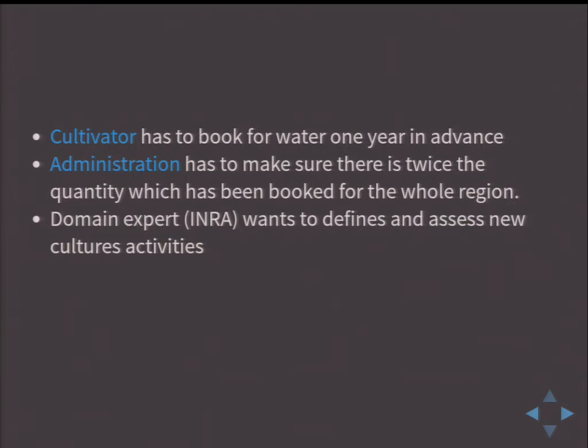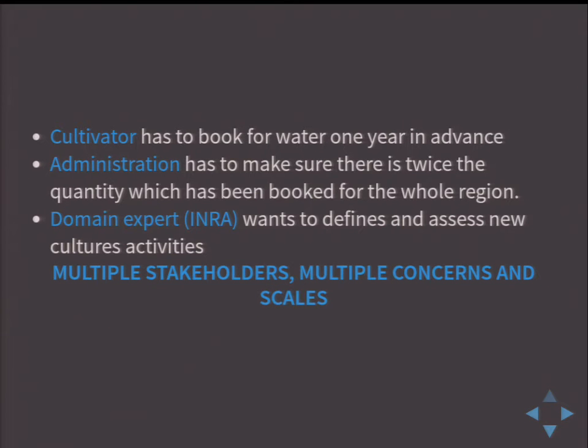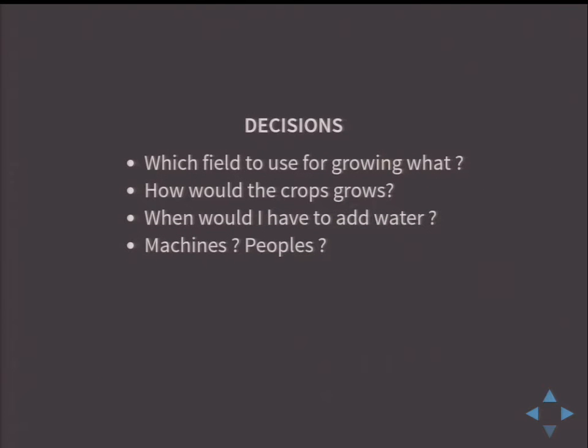So we have the cultivators, the administration, and the domain experts, and all of those are multiple stakeholders, each having a specific set of concerns and looking at this at different scales. These are the kinds of decisions that a cultivator has to make. He has a farm with fields, and he has to decide which field to use to grow what. And if I decide to grow, I don't know, corn or wheat, then how would the crop grow in my region?